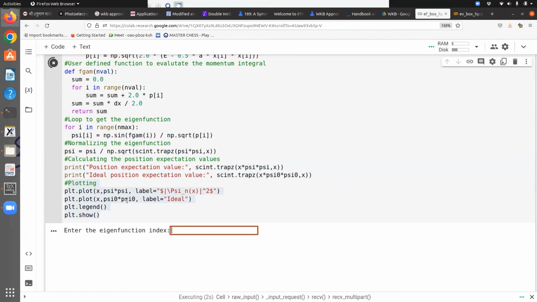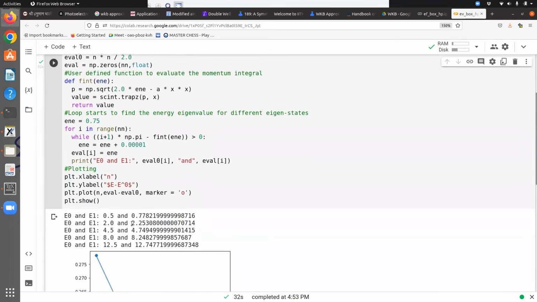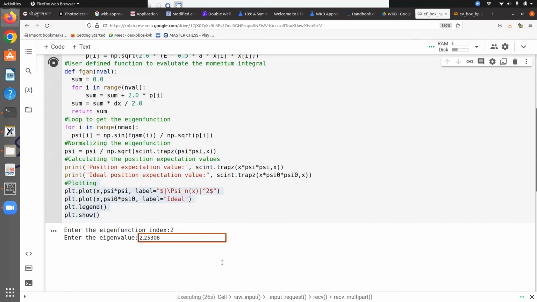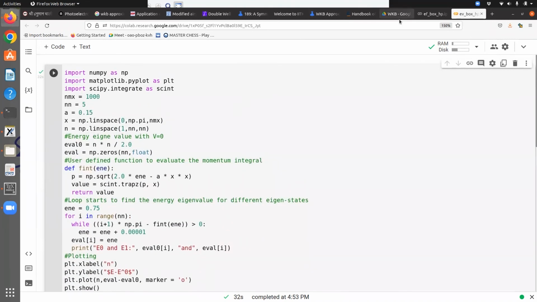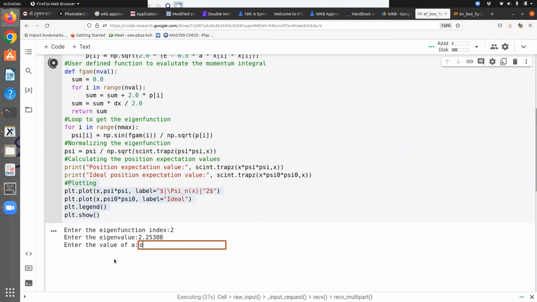So it is asking for the index of the eigenfunction. Let us do it for the first excited state, that is the index of the eigenfunction is equal to 2. Now it is asking for the eigenvalue, and we use the eigenvalue that we have found in the other code. So we put the value of eigenvalue, and then this eigenvalue was for a equals 0.15. So let us enter 0.15, the value of a.